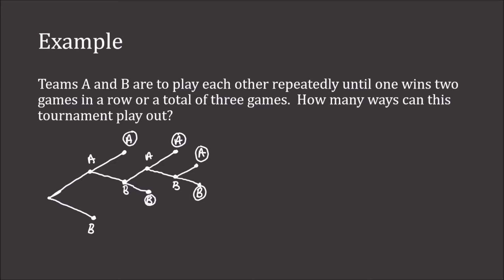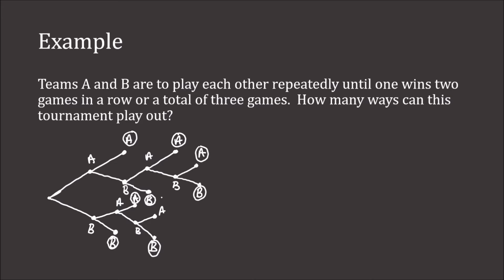If Team B wins the first game, there are 2 outcomes. Team A wins. Team B wins. If Team B wins, the tournament is over. Team B would have won 2 in a row. If Team A wins, there are 2 outcomes. Team A wins, or Team B wins. If A wins, then A would have won 2 in a row. The tournament is over. If B wins, there are 2 outcomes. A wins, or B wins. If B wins, the tournament is over. B would have won 2 in a row.